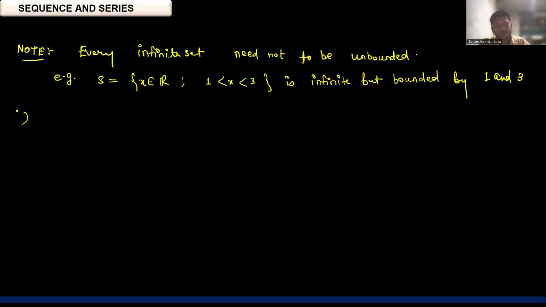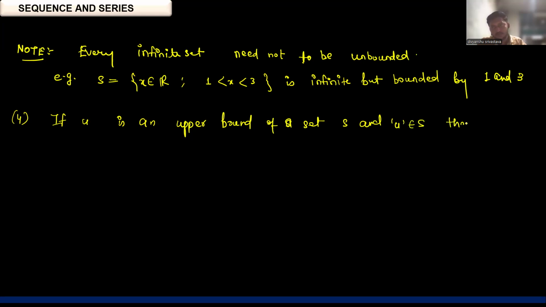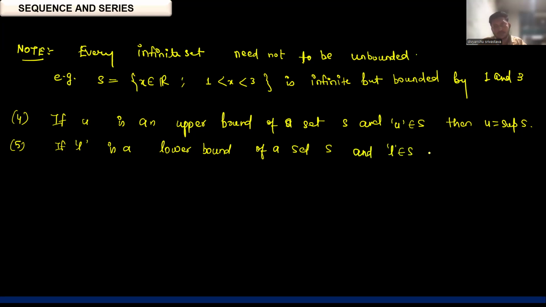Here is one more observation. Point 4: if U is an upper bound of a set S and U belongs to S, then U is equal to the supremum of S. In the fifth point, if L is a lower bound of a set S and L belongs to S, then L is equal to the infimum of S.